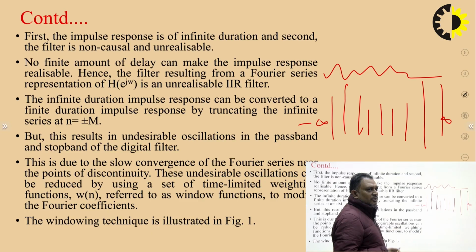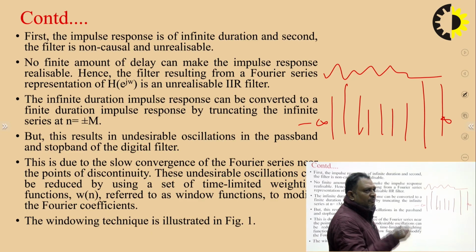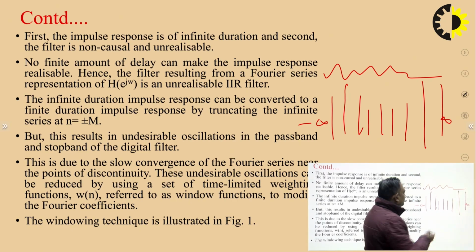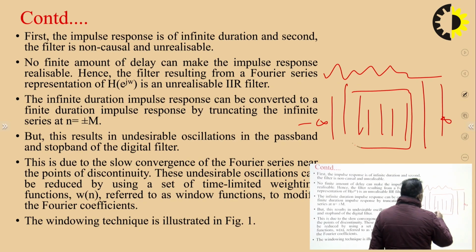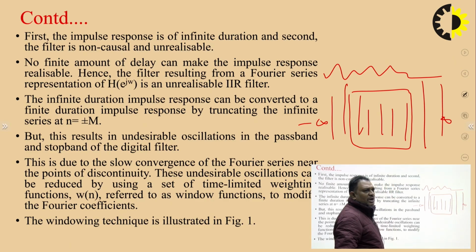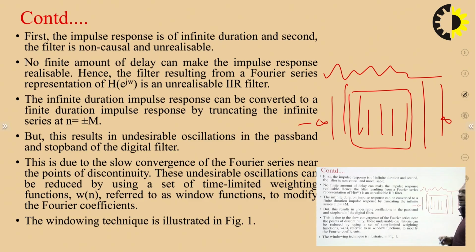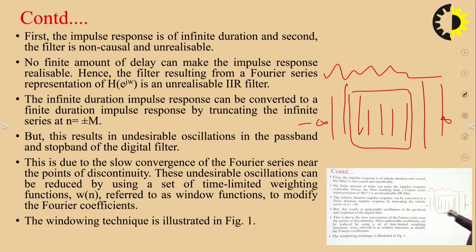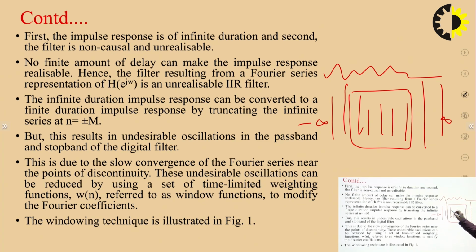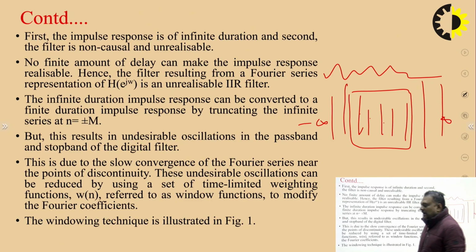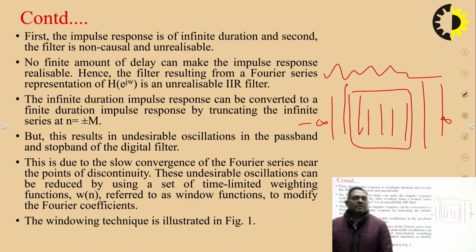So what can we do? The function of a window is that we choose a window. A window is nothing but a mathematical function which will be overlapped with this signal like this. When it is overlapped like this, we see only these coefficients of the infinite duration impulse response. How can we obtain these sequences? We multiply these sequence values with the window function.